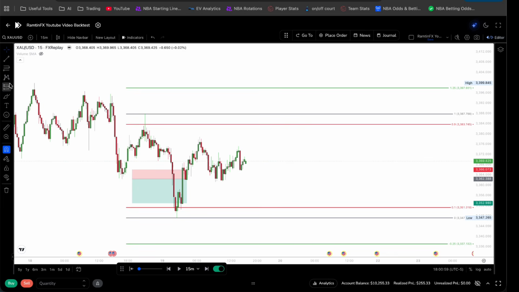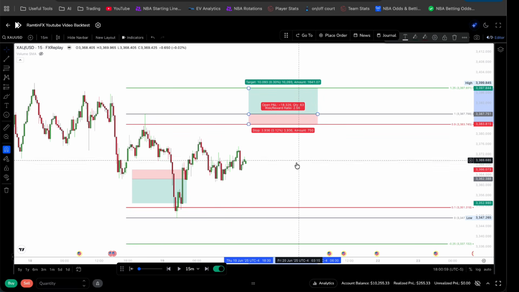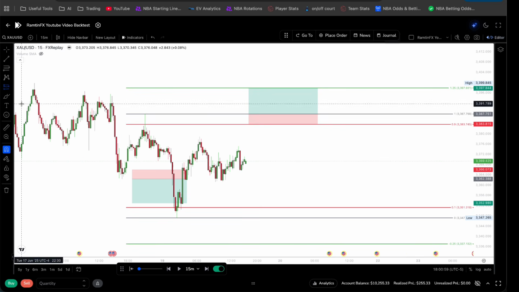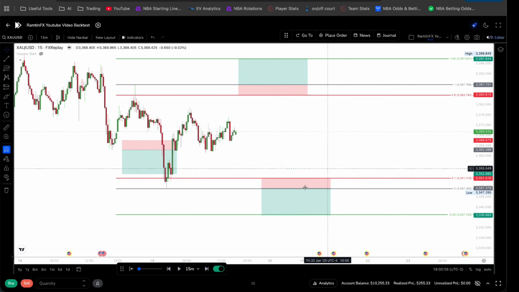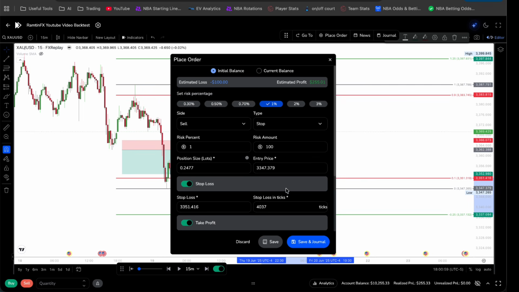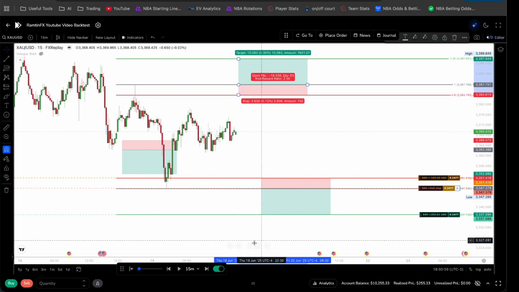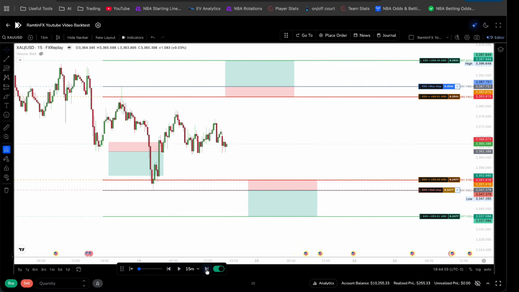and sell stop orders. This is how easy it is, guys. Buy stop at the 1, take profit at the 1.25, stop loss at the 0.9, and our sell stop is going to be at the 0, stop loss at the 0.1, take profit at the minus 0.25, and we're going to hit place order. And we're going to go ahead and see how this plays out.